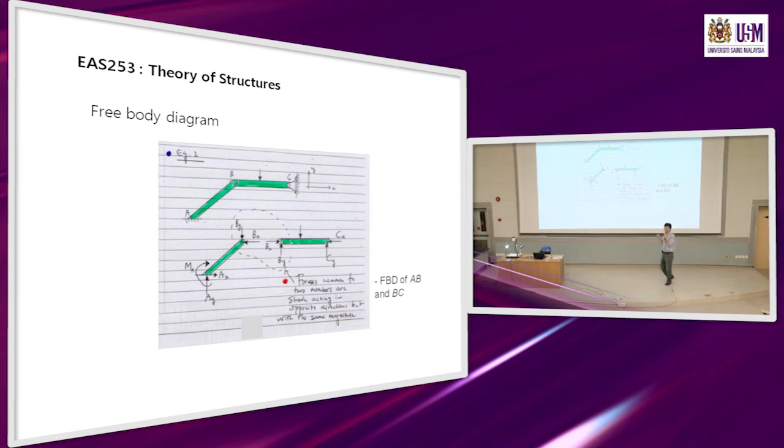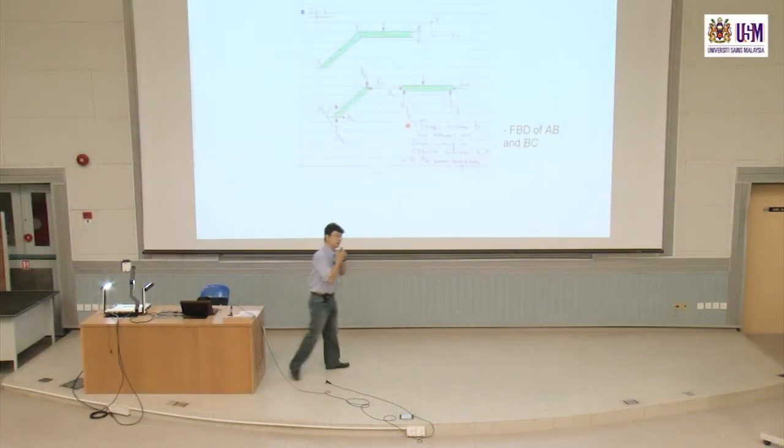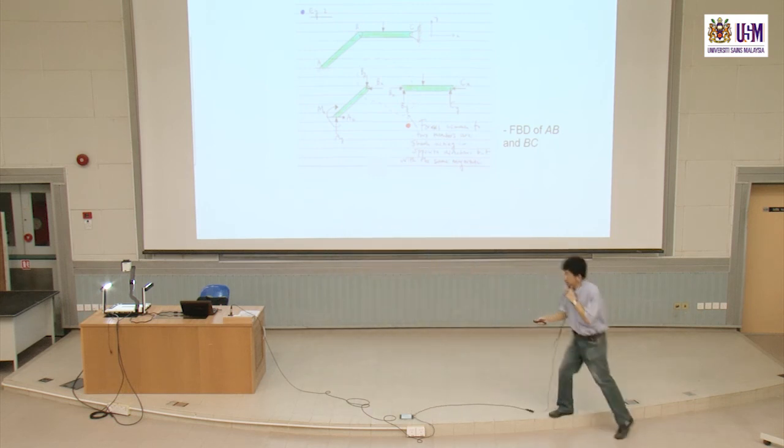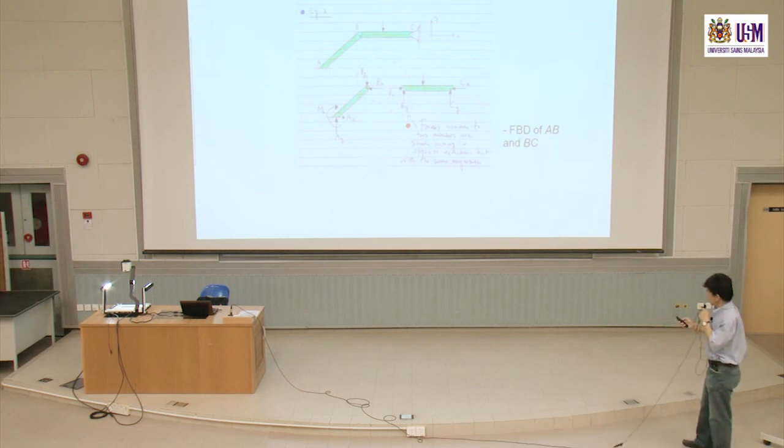So these are the important things when you draw a free body diagram and separate them at a pin. Because they're actually together, when you combine them, this one and this one balance each other. That's why you have to put them in opposite directions when you separate them here. So this is drawing the free body diagram separately.